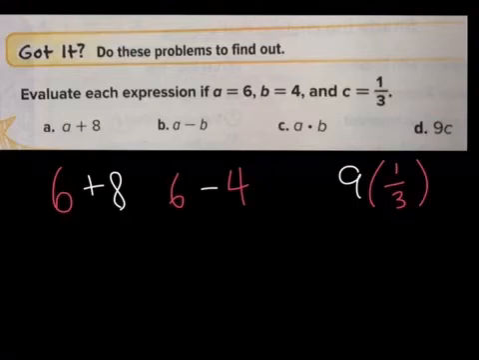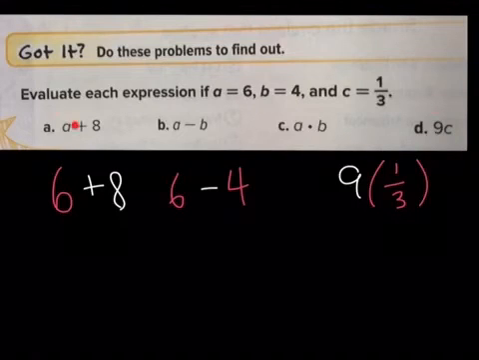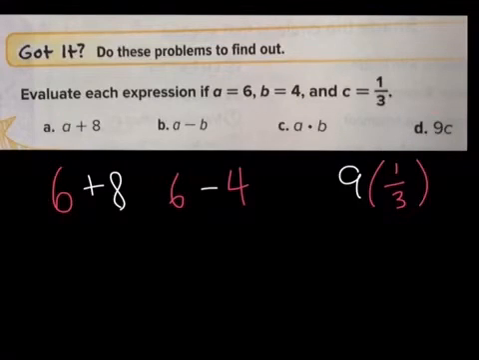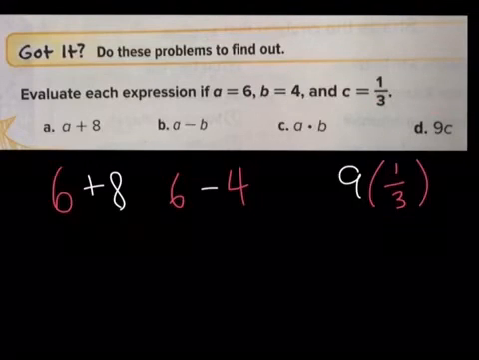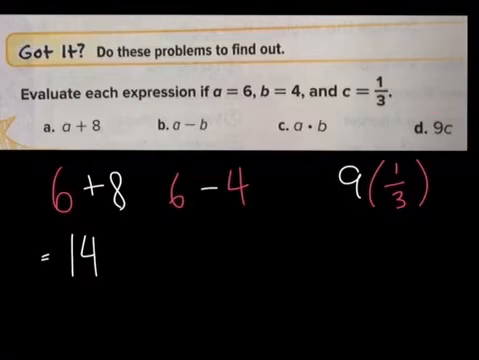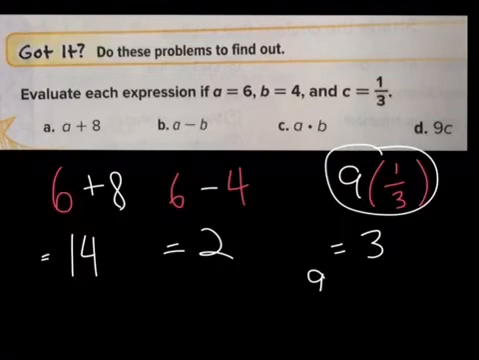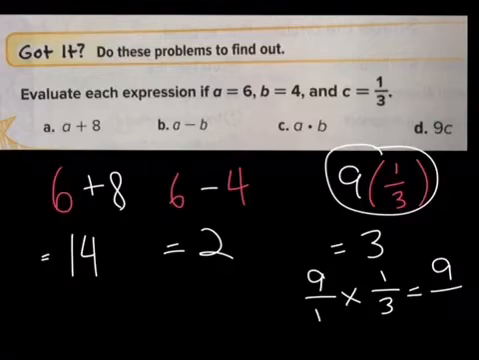Okay, let's replace all the variables. You can see that I've replaced all my variables in red. Every letter was replaced with the value of that variable in red. So 6 plus 8 equals 14. 6 minus 4 equals 2. And 9 times 1/3 equals 3. If you don't remember how to do this, remember that it's 9 over 1 times 1 over 3. Then you multiply straight across and you get 9 on the top and 3 on the bottom. And when you divide, 9 divided by 3 equals 3.